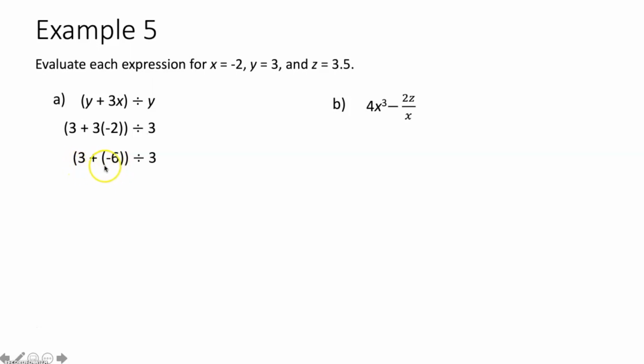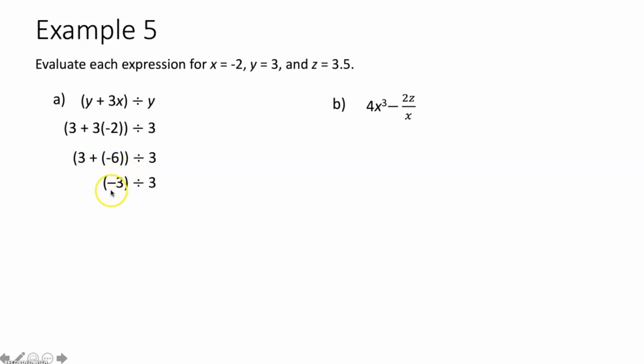Anytime you add two numbers that have different signs, you need to subtract the absolute value of the two numbers, with the big number minus the small number. So in this case, it'll be 6 minus 3, and we're going to keep the sign of the bigger number. In this case, that would be -6. So 3 plus -6 is going to equal -3.